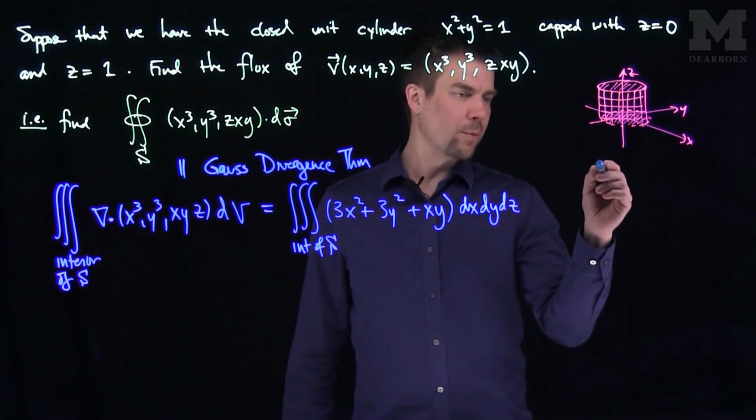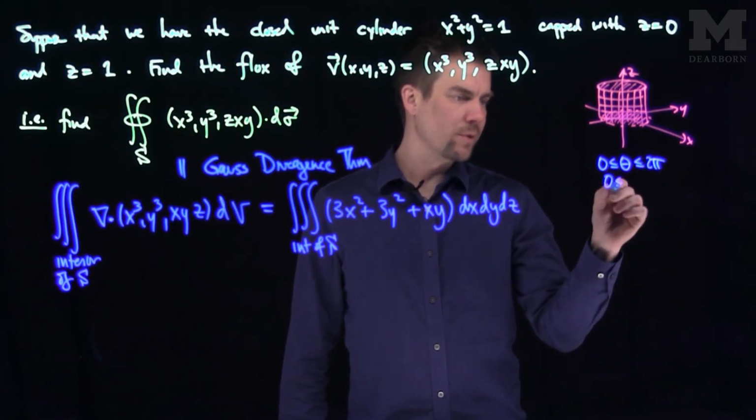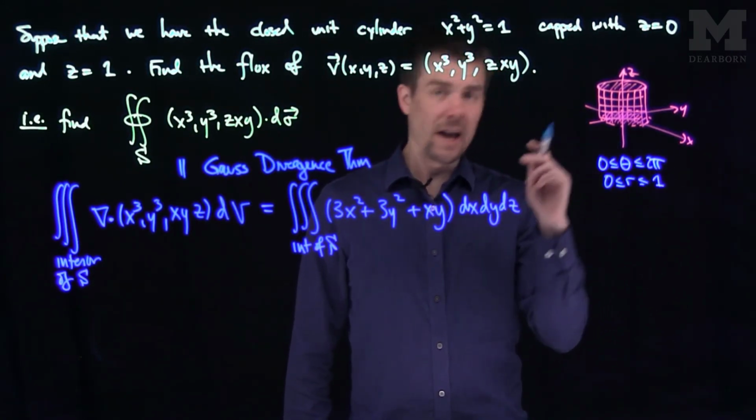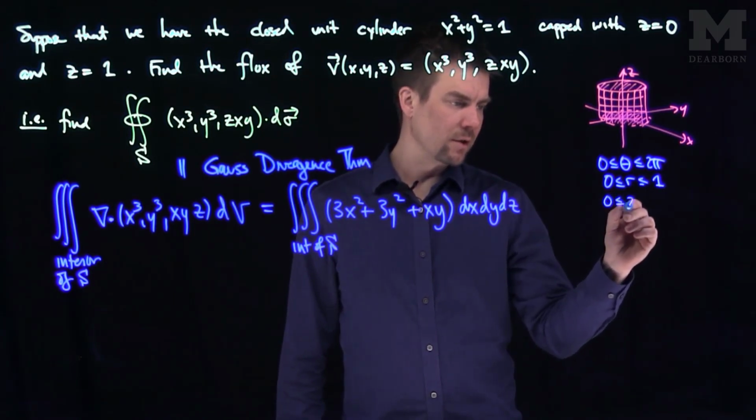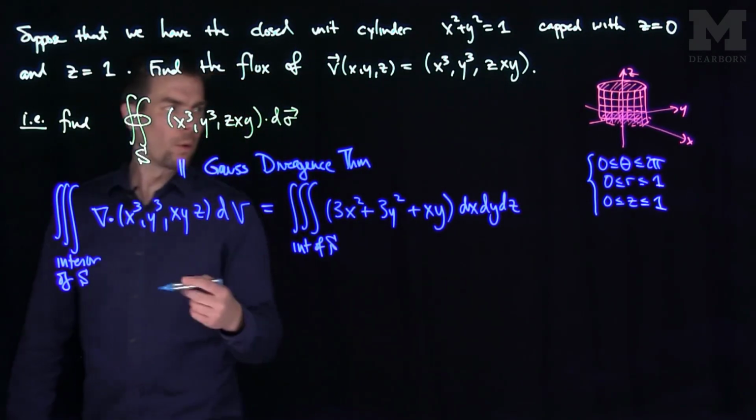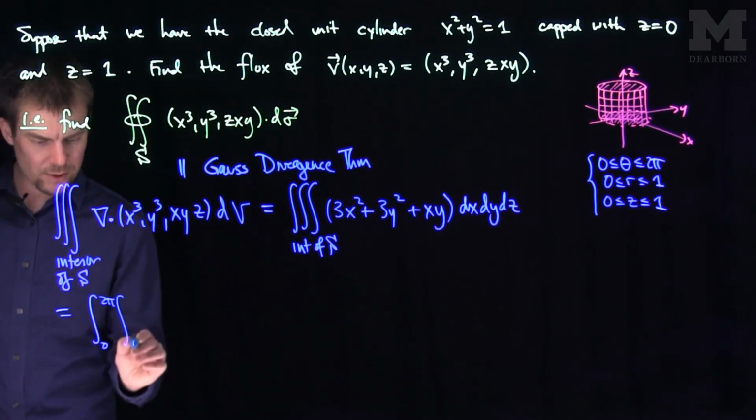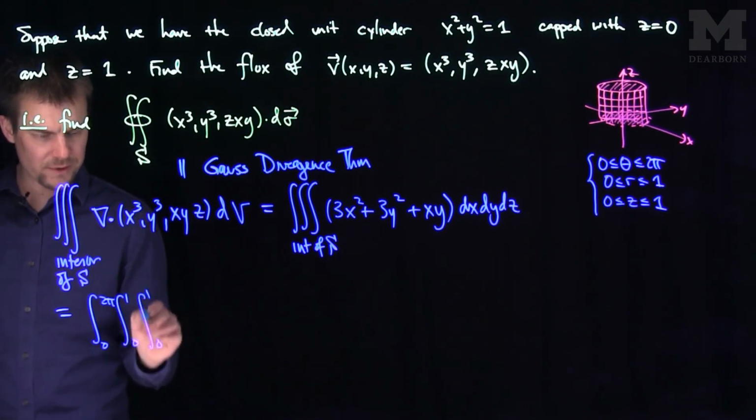Well, in this region, what can we say? We can say that theta goes between 0 and 2 pi. The radius goes between 0 and 1. And the z value goes between 0 and 1 as well. In other words, the cylinder in cylindrical coordinates is just a box. So what we'll have over here is we're going to integrate this from 0 to 2 pi for theta, 0 to 1 for r, and 0 to 1 for z.